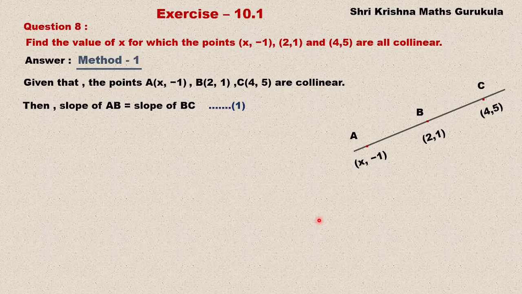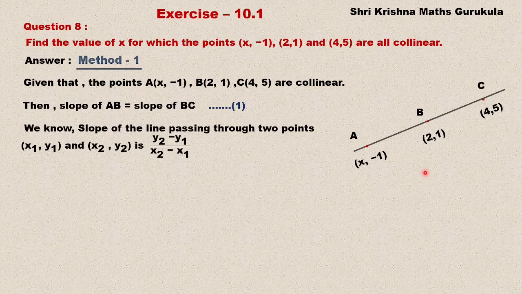Now the first method to solve this sum is using the slope of the line. What is the formula to find the slope of a line? Given any 2 points on the line, the slope can be found using the formula (y2 minus y1) by (x2 minus x1). Correct? If we consider A and B and find the slope, and also consider B and C and find the slope, in both cases we get the same slope because we are finding the slope of the same line segment AC. Do you agree?